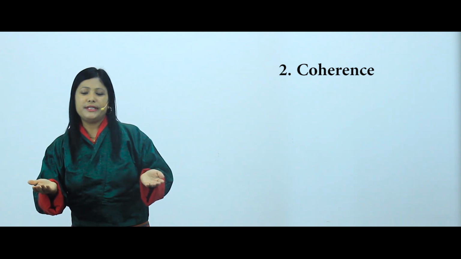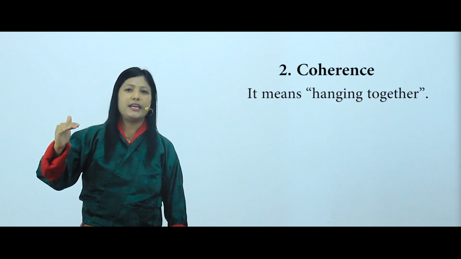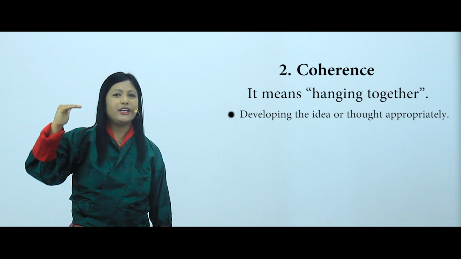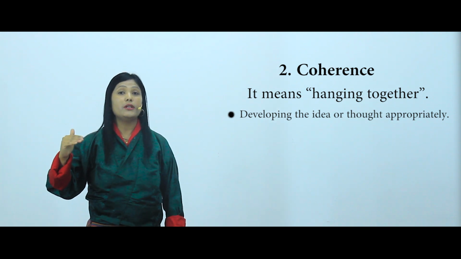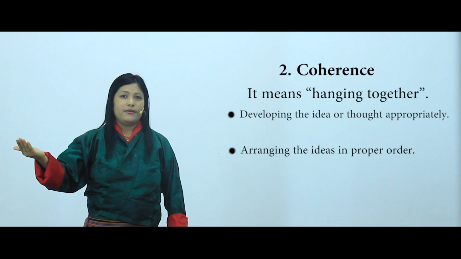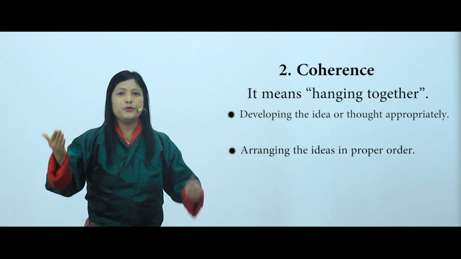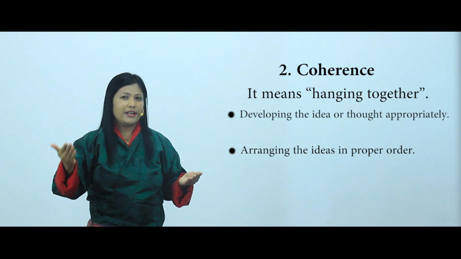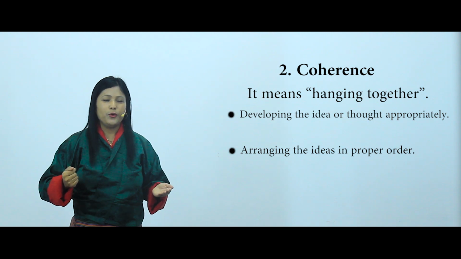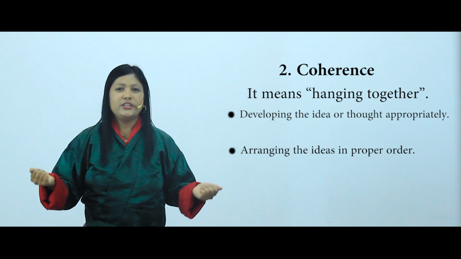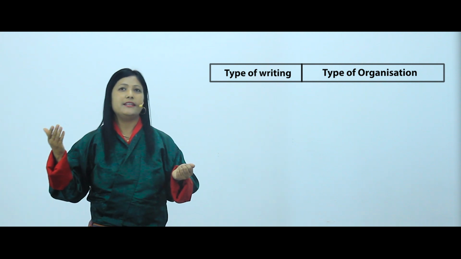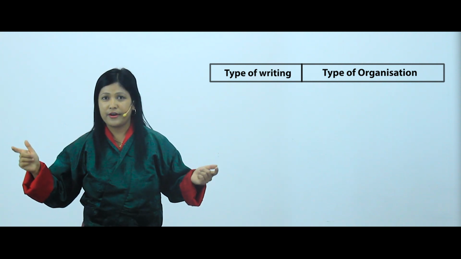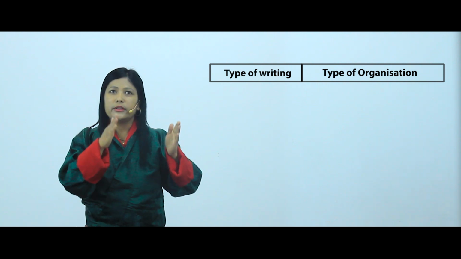Now going on to the second principle, which is known as coherence. Very simple. Coherence, it's known as hanging together. It also calls out for order. Now, how do you arrange things in order, or your thoughts, your ideas in order? I'll definitely help you with that. So, this is how you arrange your ideas or thoughts in order. As you can see in the table, the type of writing and the type of organization. Organization here refers to how you organize all these writings.